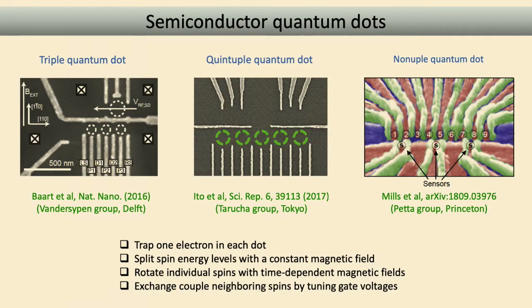So here are more pictures of semiconductor quantum dots. Here, this is a device from the Delft group that they produced back in 2016. Here you have three quantum dots all in close proximity. What happens here is they take two types of semiconductor and put them together. And if they choose the semiconductors appropriately, then electrons pool at the interface, and they can move freely in this two-dimensional interface.